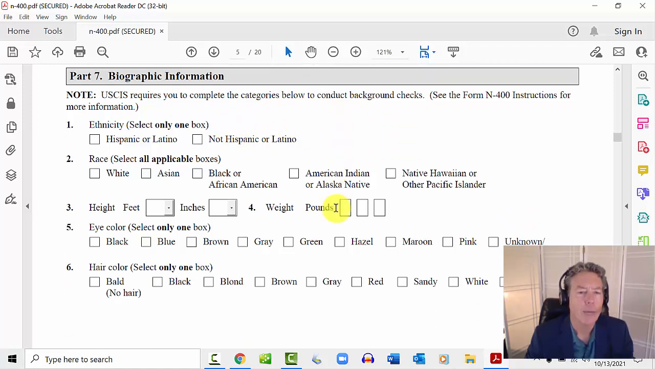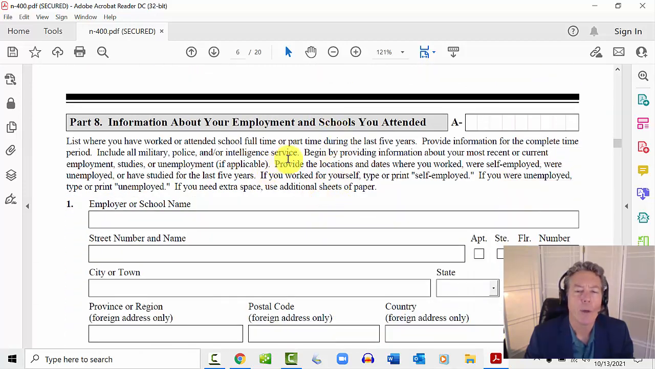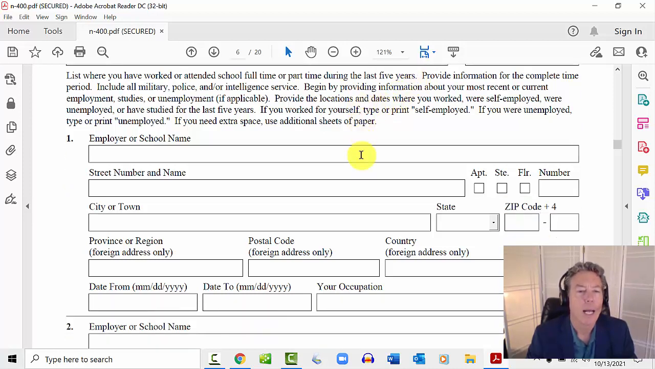Here's your ethnicity, your race, your height, eye, and hair. Information about your employment and schools you attended. Okay. List where you have worked or attended school full-time or part-time during the last 5 years. Provide information for the complete time period. So if you're my age, you don't have to deal with your high school or anything. I haven't been to school in the last 5 years, so that's pretty cool. But it definitely will put my work history, so that will go in there.